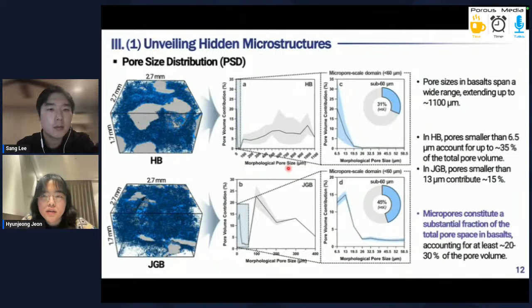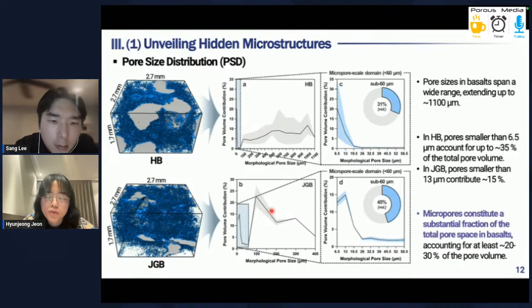And next, let's take a closer look at the overall pore structures within this basalt. And as you can see, we conducted pore size distribution analysis for both heavily shady and Jeju basalt. And the results show that the pore size in this basalt spans a very wide range with a multimodal distribution due to the presence of these large vesicles. What is particularly noteworthy here is the significant contribution of the micropore scale domain, pores smaller than 60 micrometers.